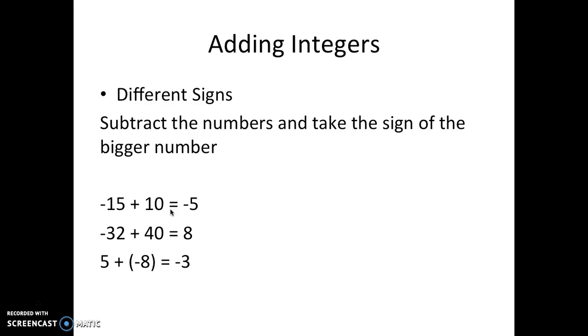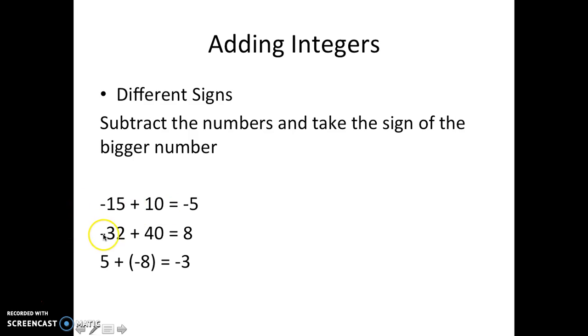So what you're going to do is subtract the numbers, and take the sign of the bigger number. So if you have -15 plus 10, you go 15 minus 10 equals 5. What sign belongs to the bigger integer? The negative. So -15 plus 10 is equal to -5.